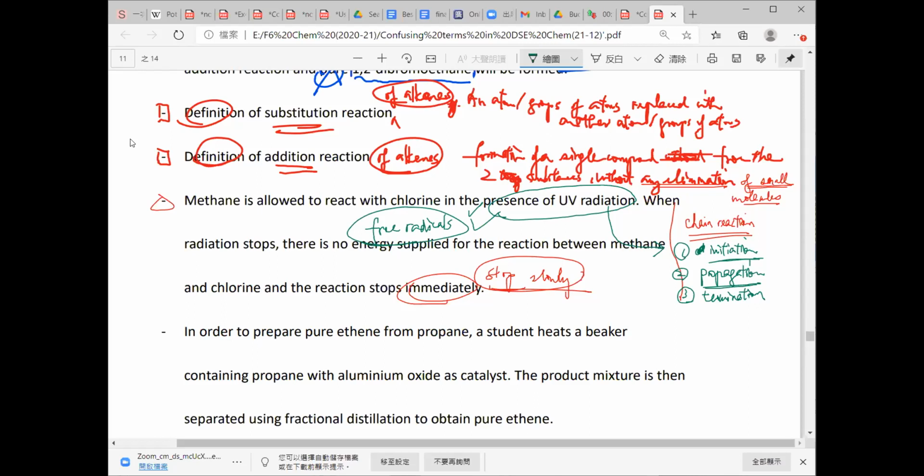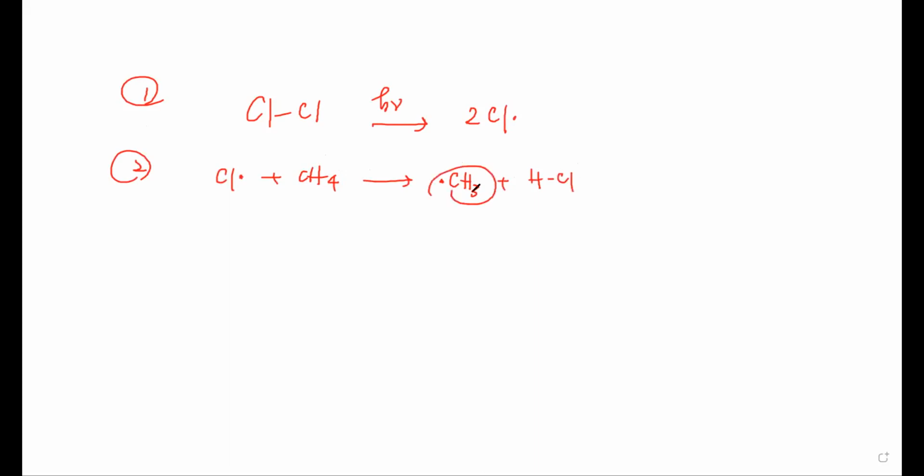So what does it mean by propagation? Initiation, do you still remember those? For example, if you have methane reacting with chlorine, the initiation involves the breaking of the chlorine-chlorine single bond to form chlorine free radicals. How about step two, propagation: a chlorine free radical reacts with methane to form what? Okay, we have the methyl free radical and hydrogen chloride. So you may see this important step. Why is that propagation?